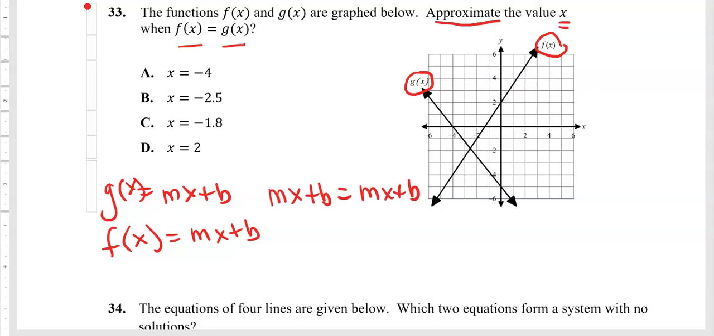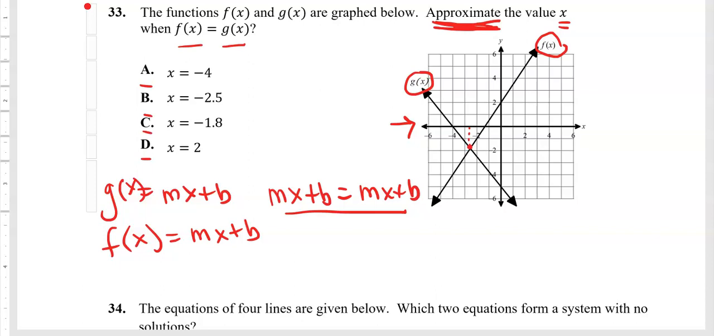But because we don't know what the equations are, I'm going to have to just use the graph here, okay? And because it says approximate, that tells me that I am just estimating. So I'm going to use this point right here, and I'm going to find its approximate location on x. I'm going to use my answer choices here, A, B, C, and D, and look at which ones make the most sense.